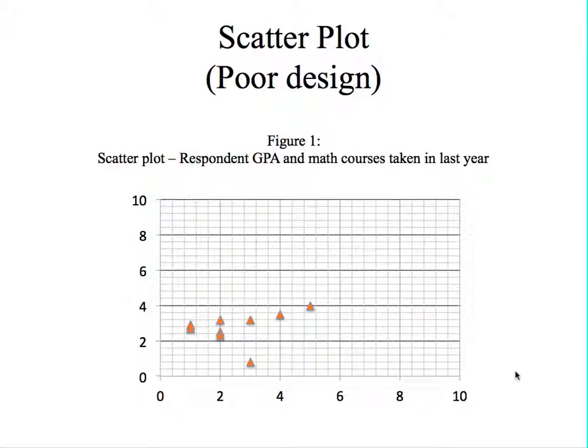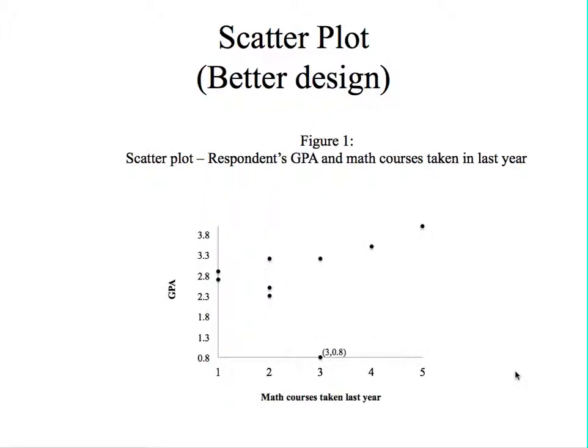Now consider erasing all of the chart junk from this scatter plot and get something like this. So what I did is change the scales, right? This one is starting from 0.8. So the scales are starting from the lowest points of X and Y. This is GPA. It goes from 0.8 to 3.8. This is the lowest value and this is the highest value. Math courses go from the lowest value, 1, to the highest value, 5.